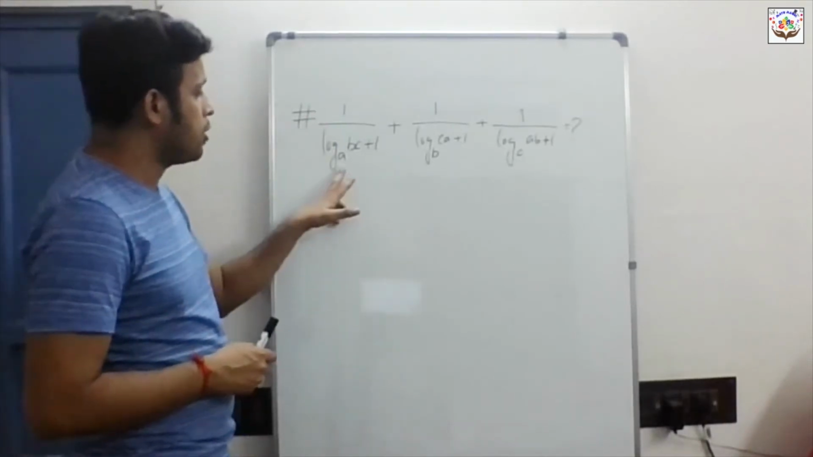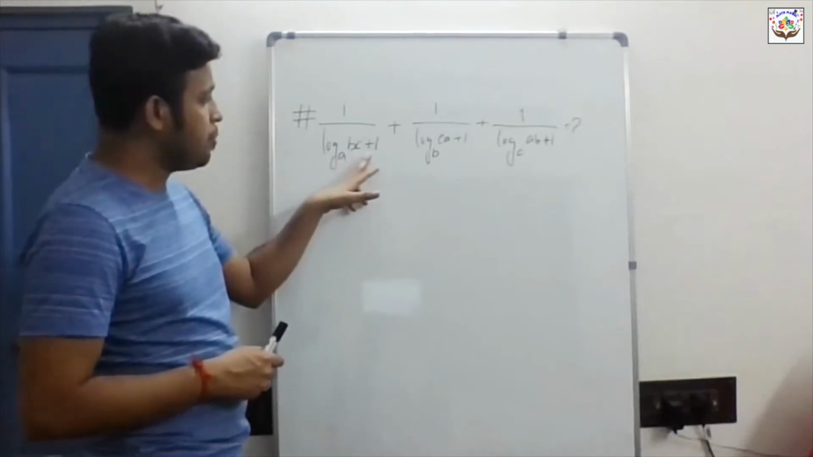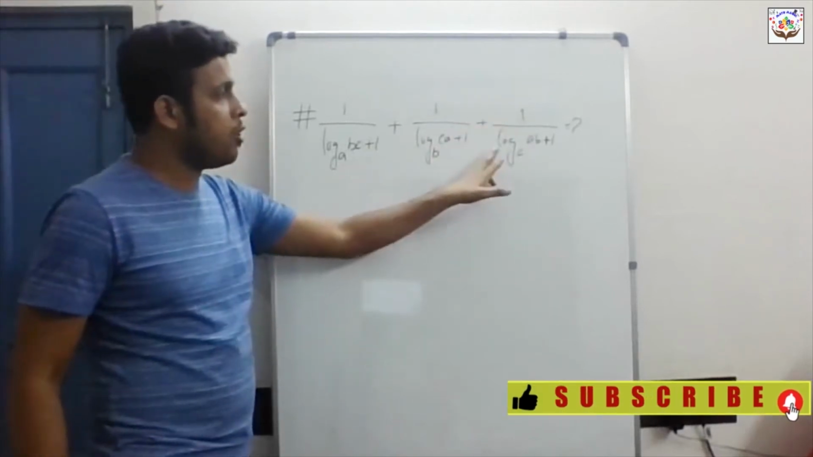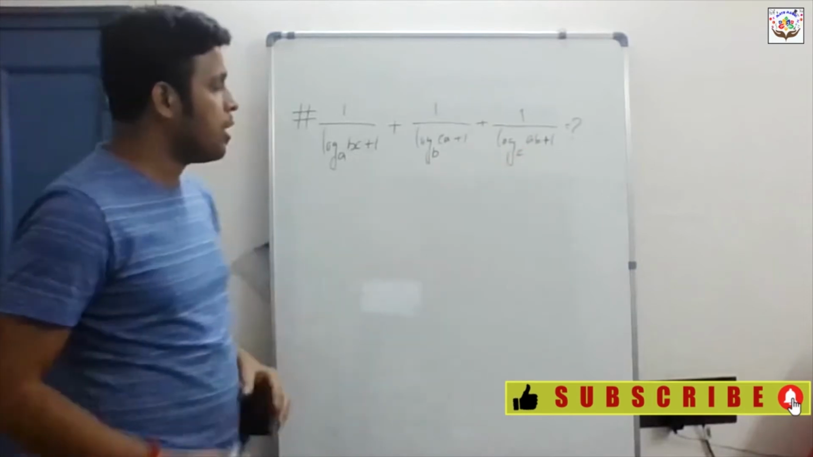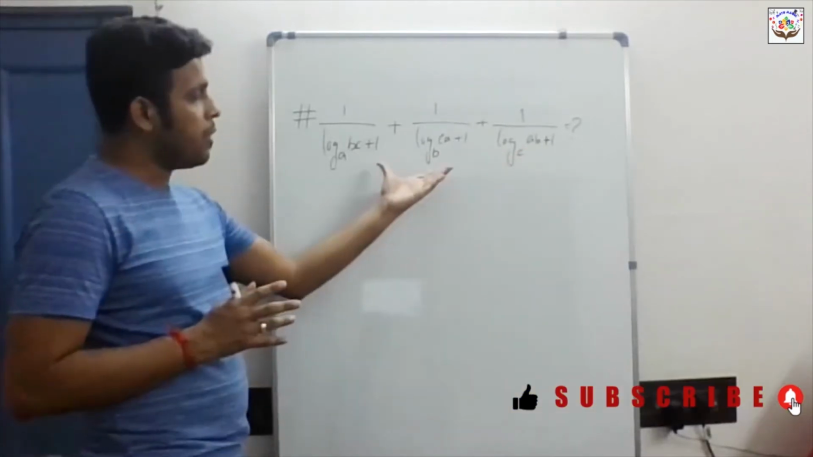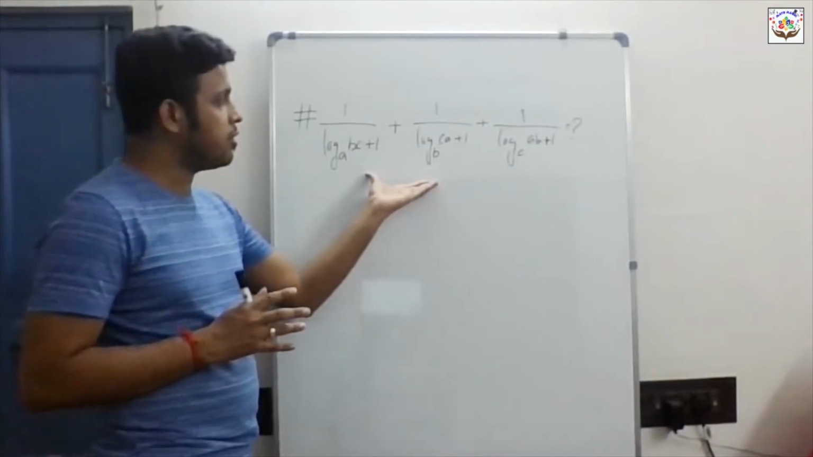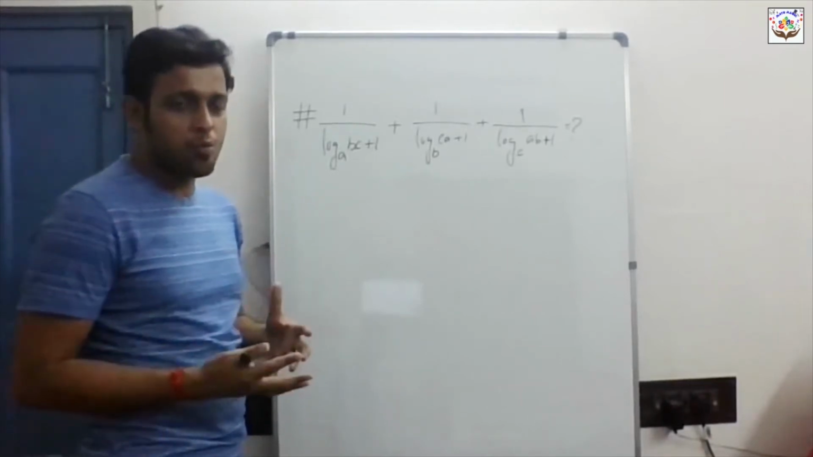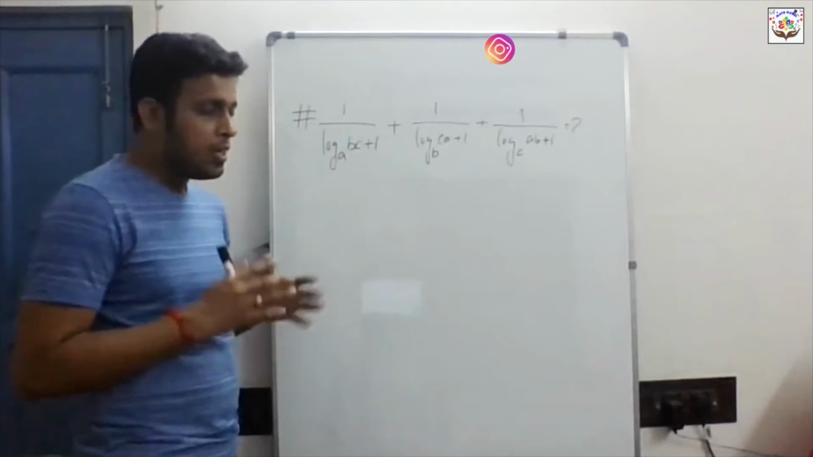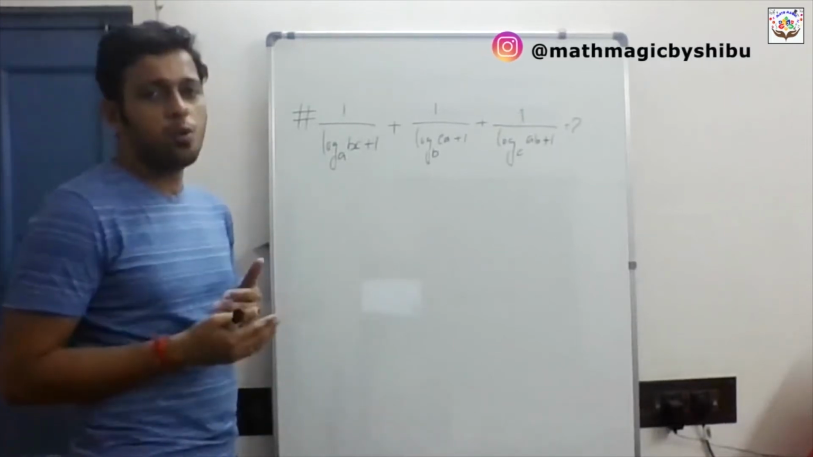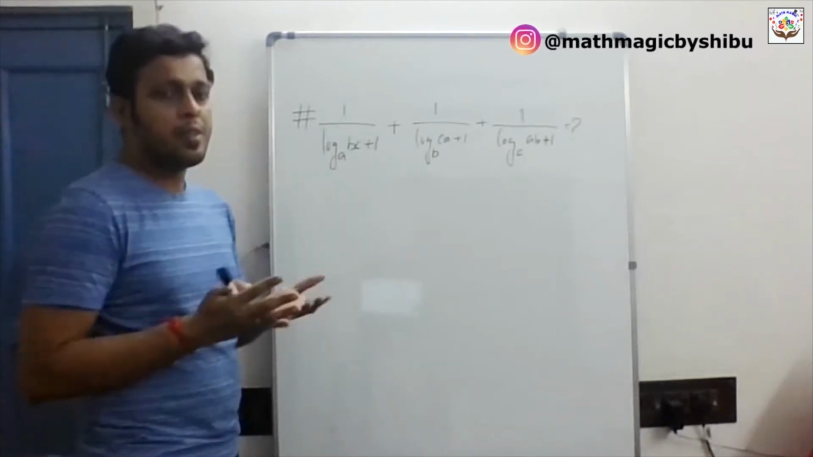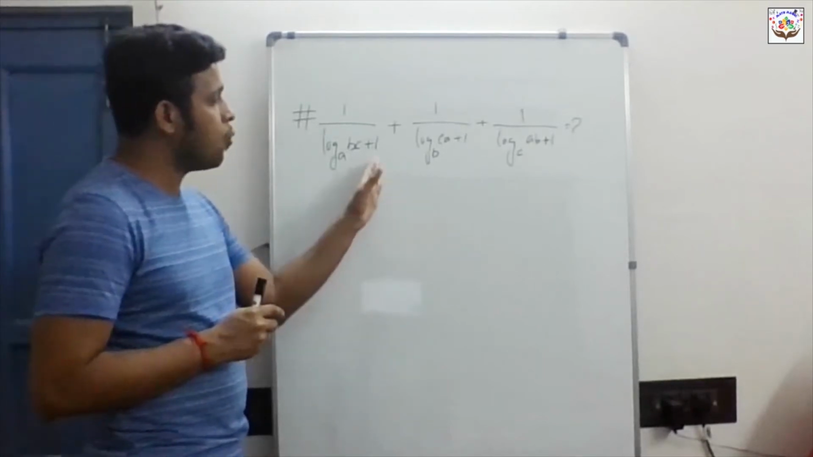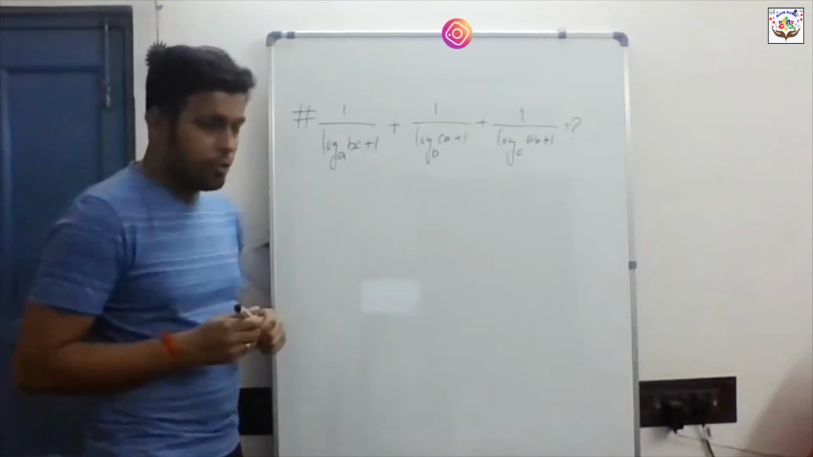It's 1 by log in the base a of bc plus 1, plus 1 by log in the base b of ca plus 1, plus 1 by log in the base c of ab plus 1. So we need to think. By looking at it, it might seem like a very big or complex problem. It's nothing like that. It's a very easy problem. As long as you practice more, we'll get to understand what we should take in place of 1.